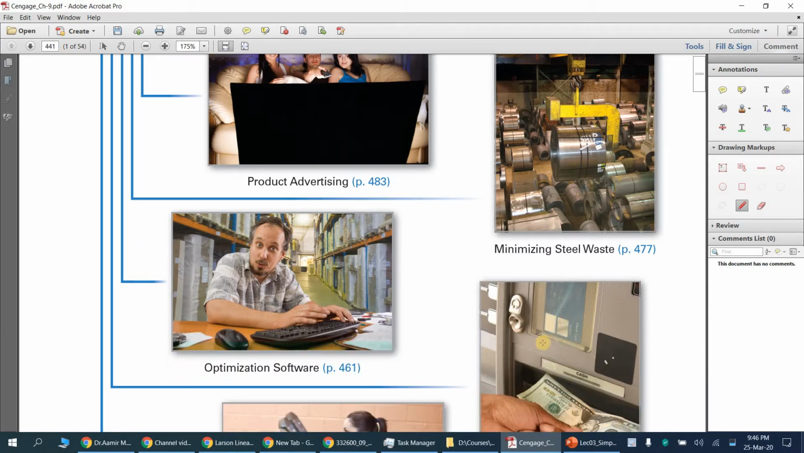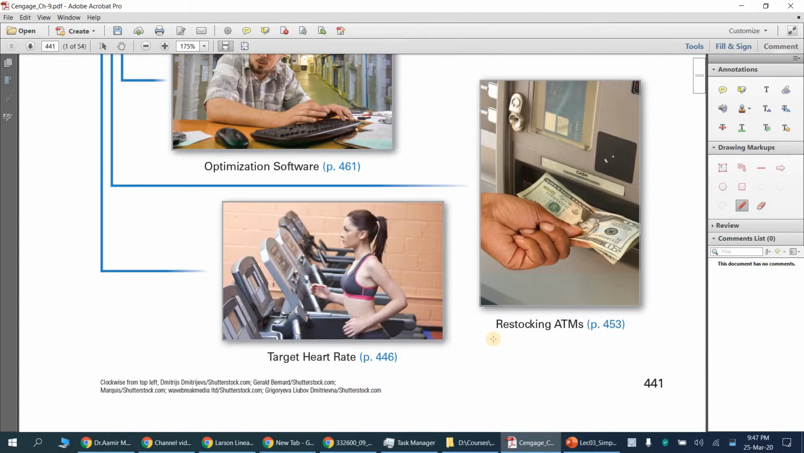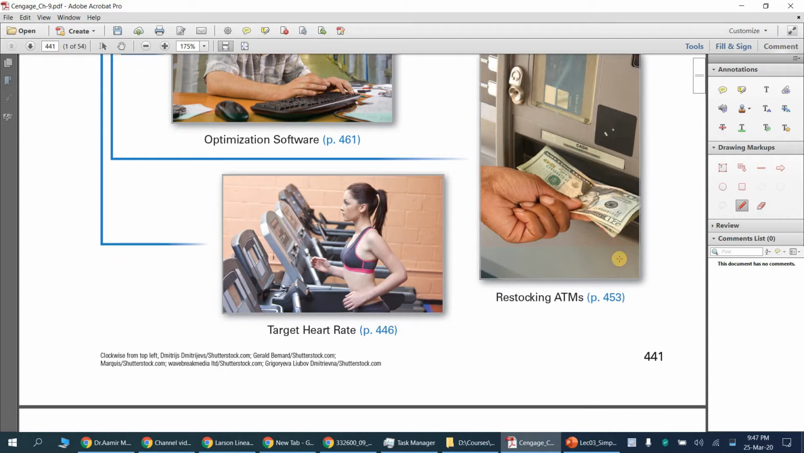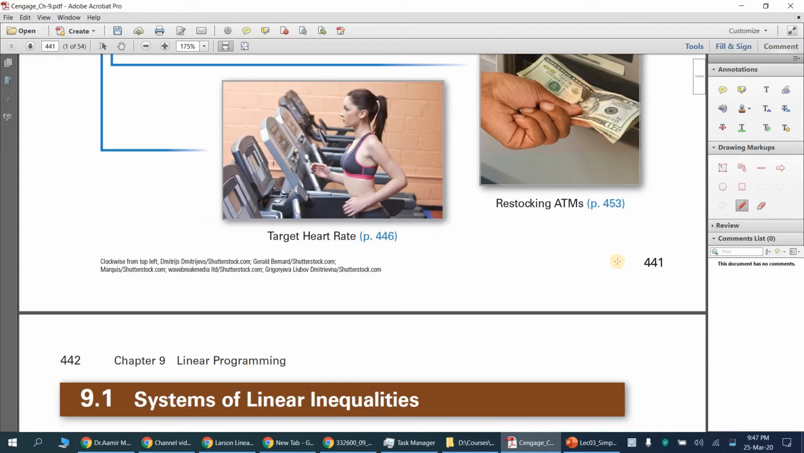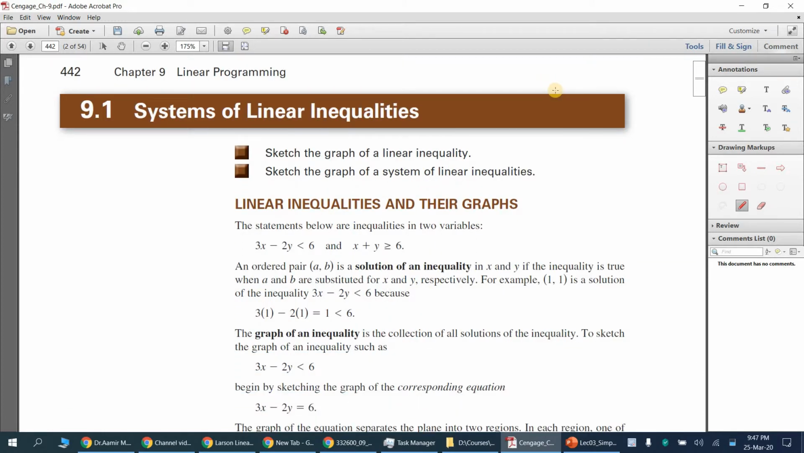Optimization can also be used in the software industry, and hopefully this is the area that you will be focusing on in your degree regarding optimization. Finally, there are uses in healthcare applications to find the best target heart rate. It also has uses in the restocking of ATMs. For example, an ATM machine tries to predict when it will run out of cash and when the person should come to fill it up.